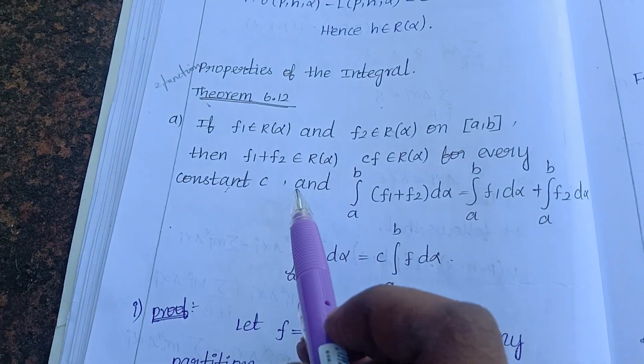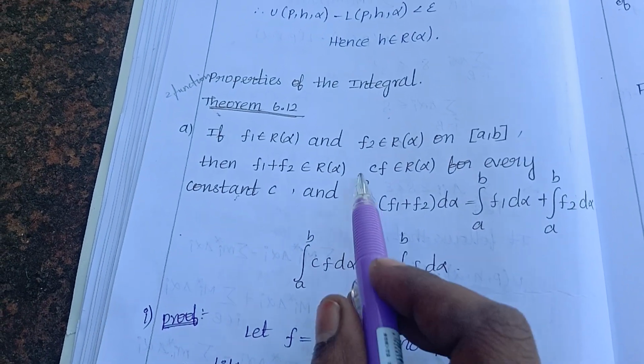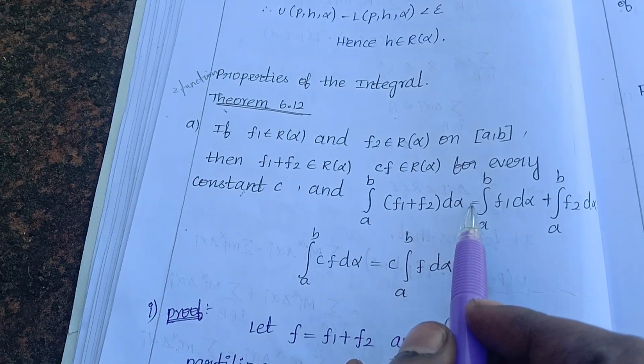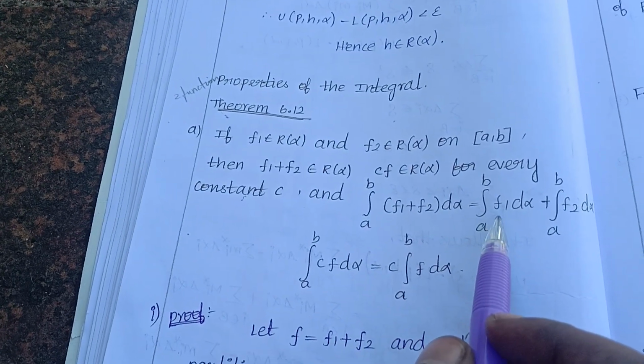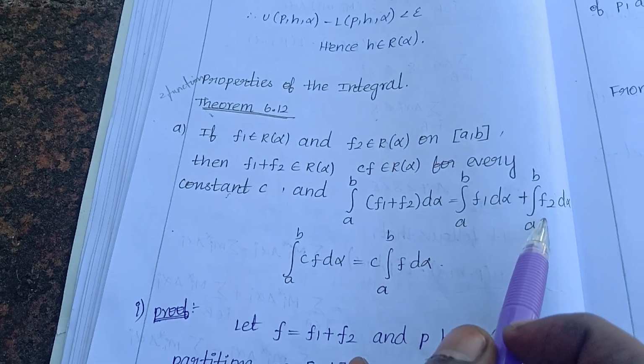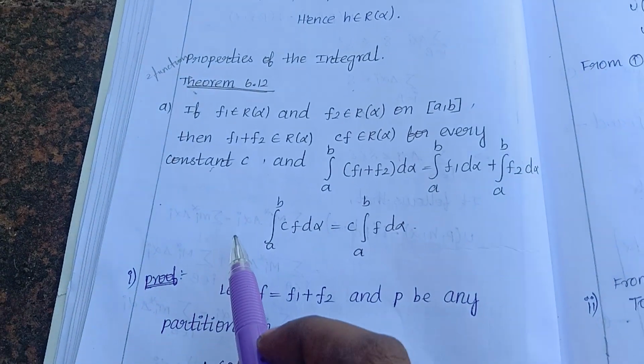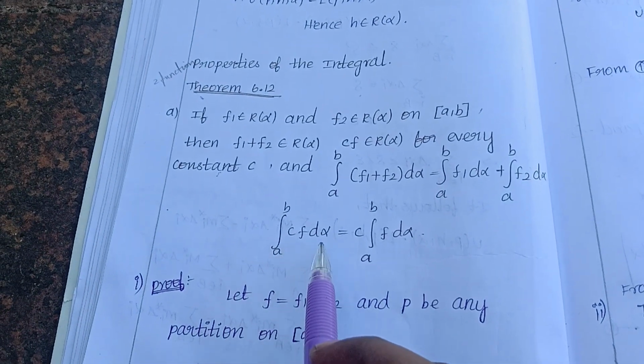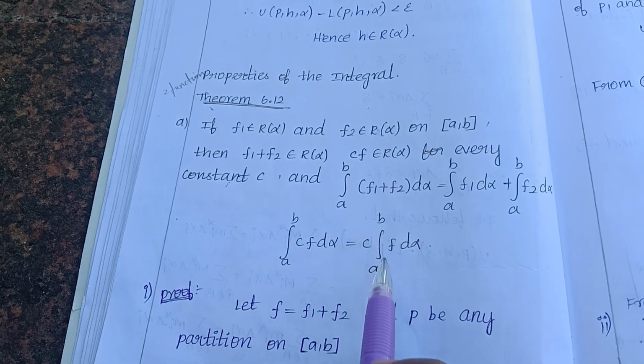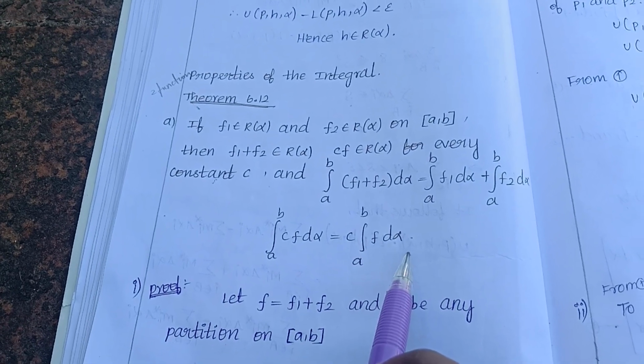C is a constant, and the integral from a to b of (f1 + f2) d alpha equals the integral from a to b of f1 d alpha plus the integral from a to b of f2 d alpha, and also the integral of c f d alpha equals c times the integral from a to b of f d alpha. This one we have to prove.